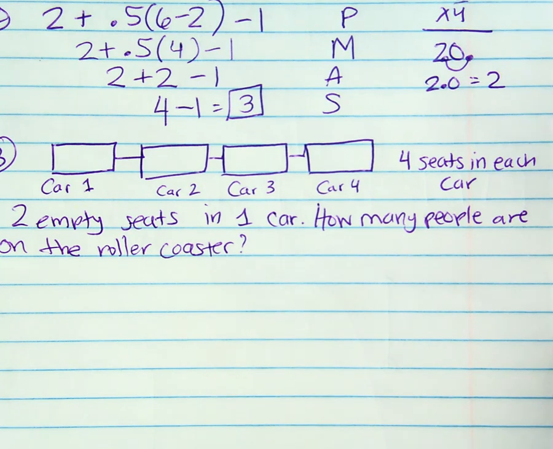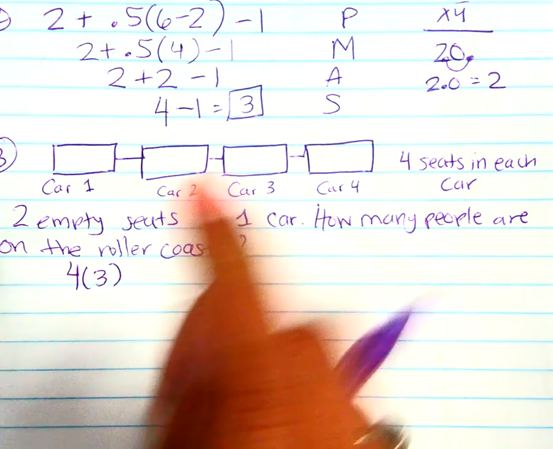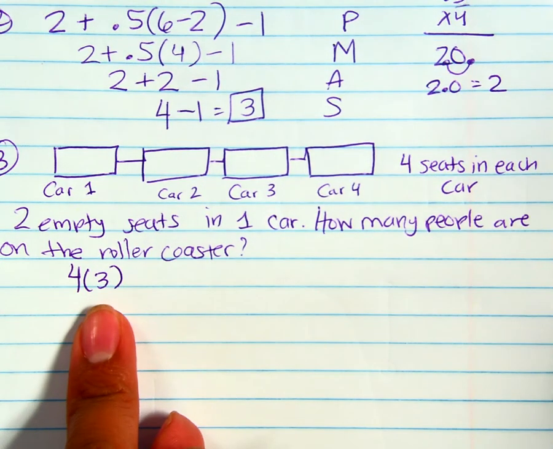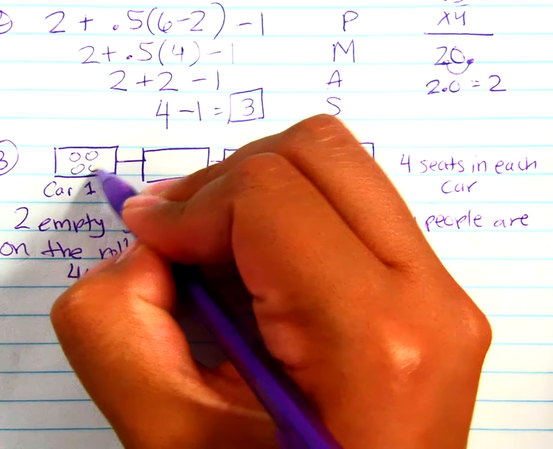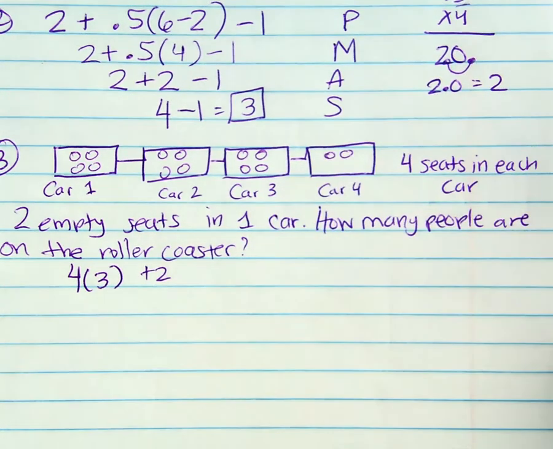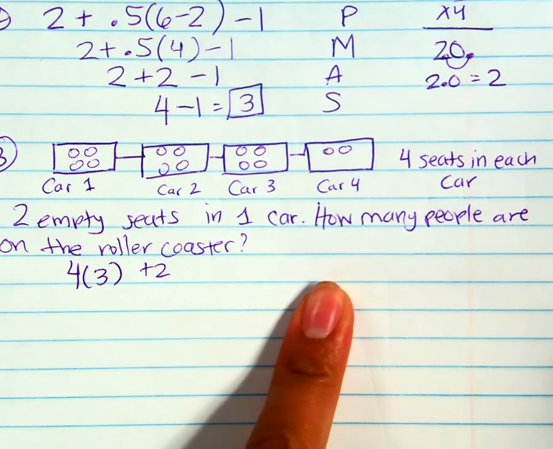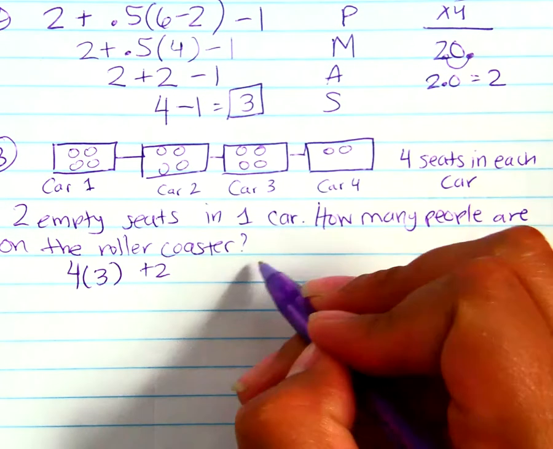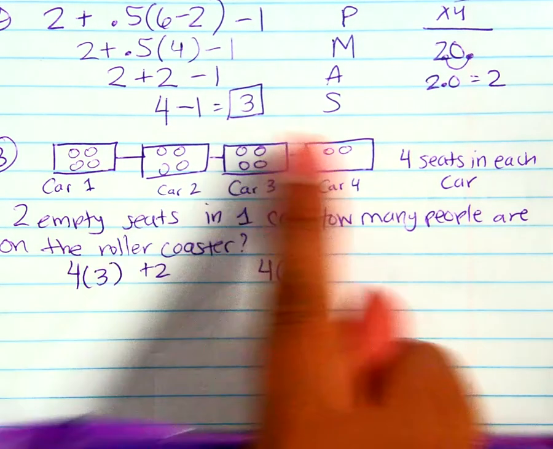Armando? There's 4 people in 3 cars, right? So you multiply 4 times 3, so we got 4 times 3, and then you add 2. So remember, there's 4 people in each car, right? And there's 2 in 1. So that would be one way. What would be another way? Miguel? 4 times 4 minus 2. Okay, so 4 times 4 because there's 4 cars, 4 in each one, and you subtract 2.